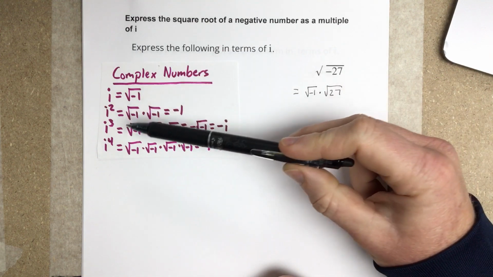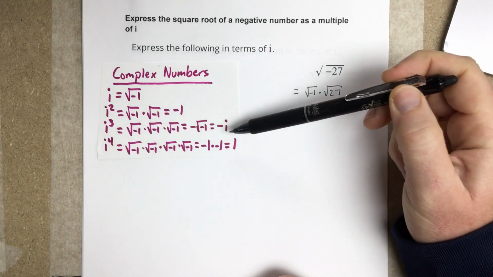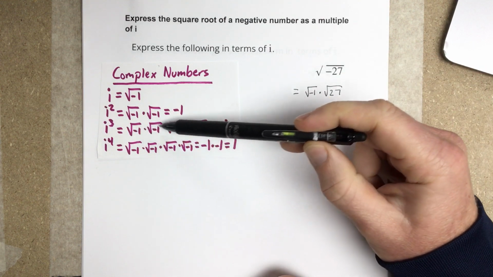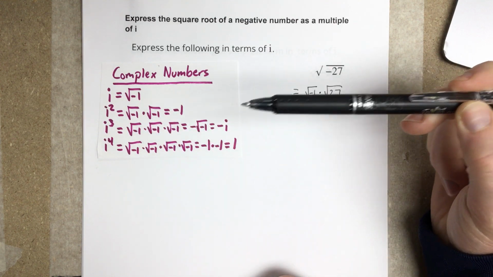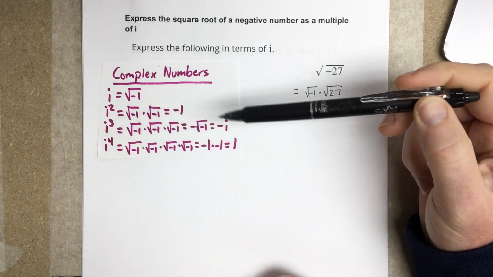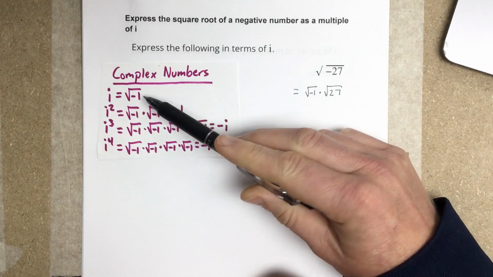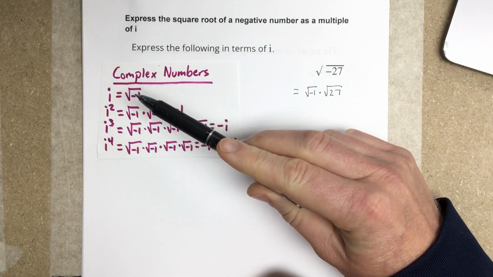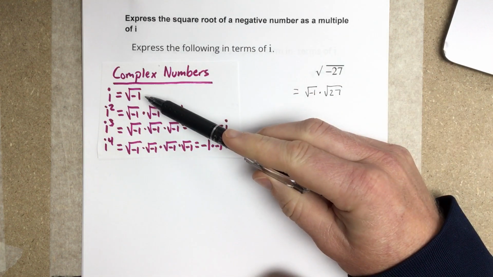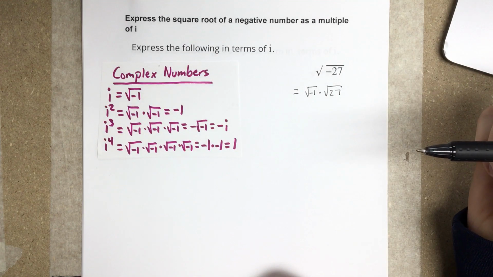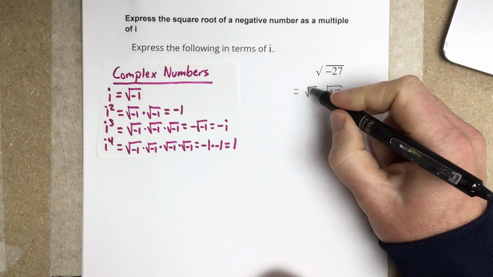And i cubed is negative i. You can see the multiplications of the root negative 1s. And then i to the 4th is 1. And then it repeats. So i to the 5th will be root negative 1. i to the 9th would be root negative 1, so on and so forth. So root negative 1 is i here.